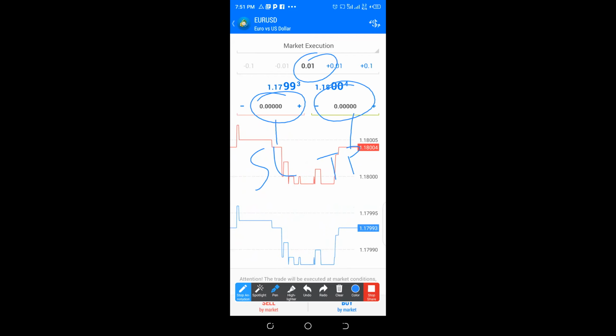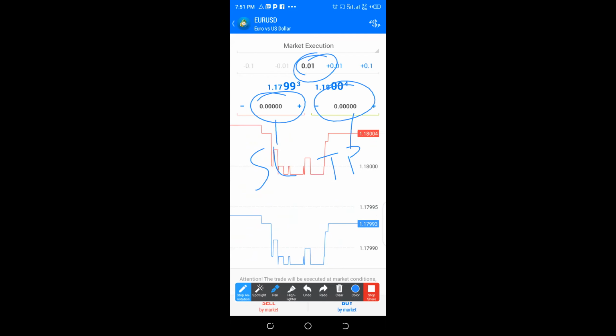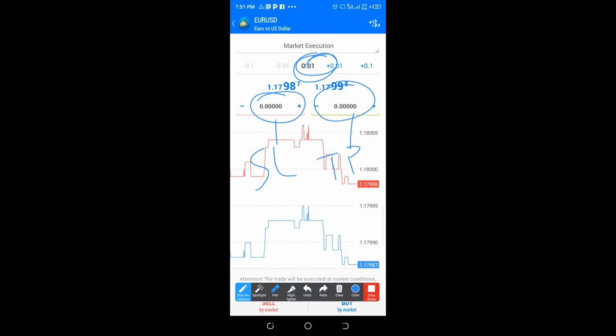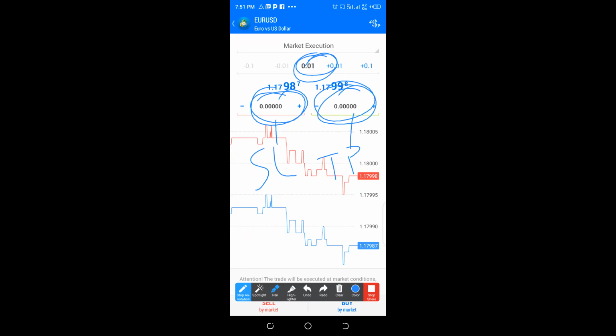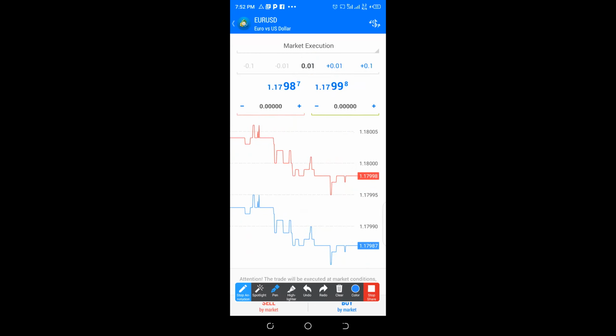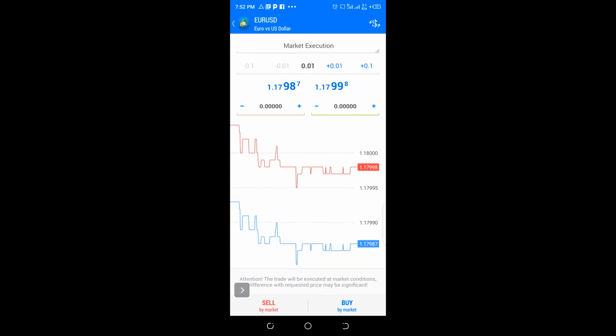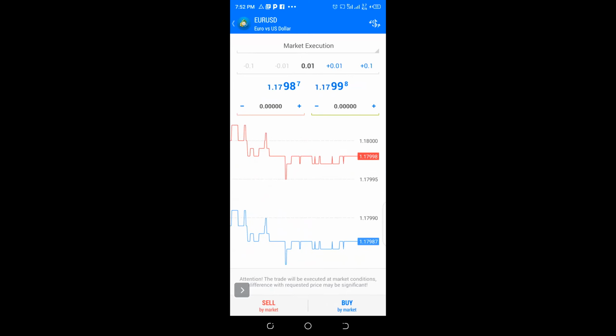But for Android users, this 0.01 means stop loss. That is where you put in your stop loss. Sorry about that. That is where you put in your lot size. The red line is where you put in your stop loss, while the green line is where you put in your take profit. All right. So guys, now when you want to enter a trade, the first thing you ask yourself is, what pair am I asked to trade? You come here, you click on it.